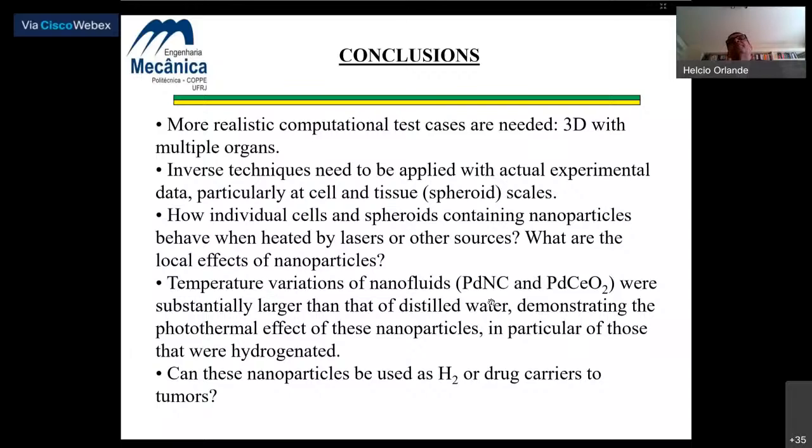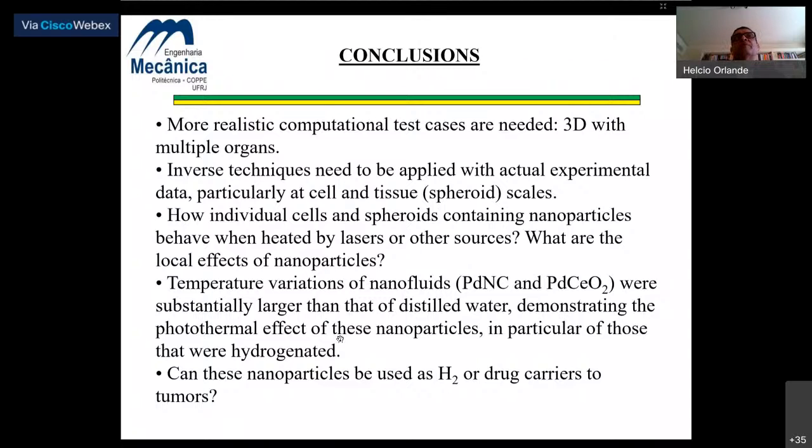And let me move to this slide, which I think is more interesting, because in my opinion, it has to be done. At least we have to test these computational algorithms with more realistic test cases involving three-dimensional geometries of multiple organs. Also, we need to apply those inverse techniques to actual experimental data, particularly at the cell and tissue scale, and by tissue, I also mean the spheroid scale.